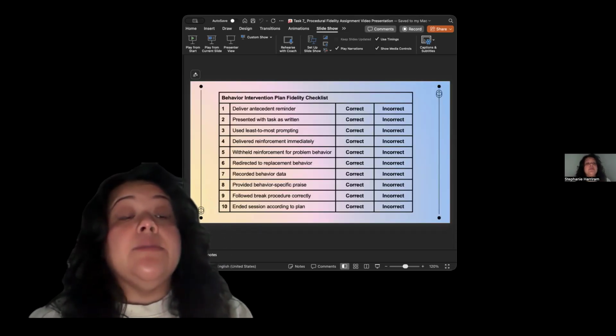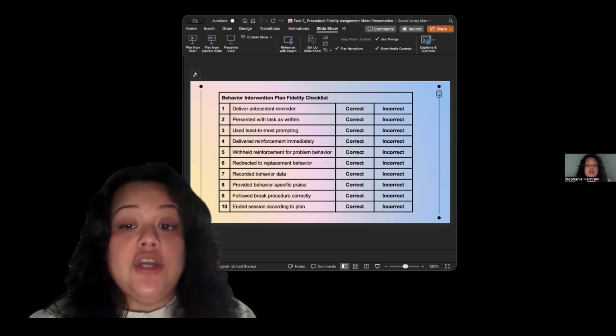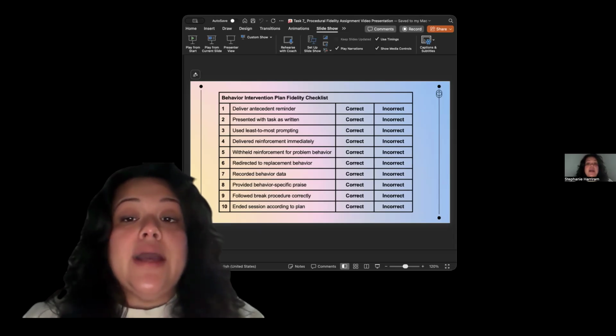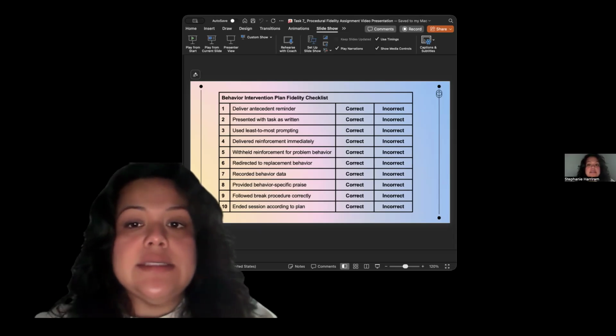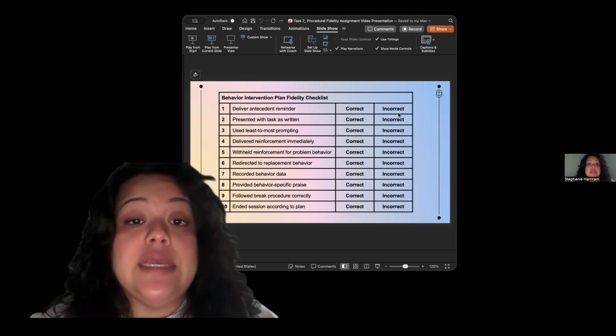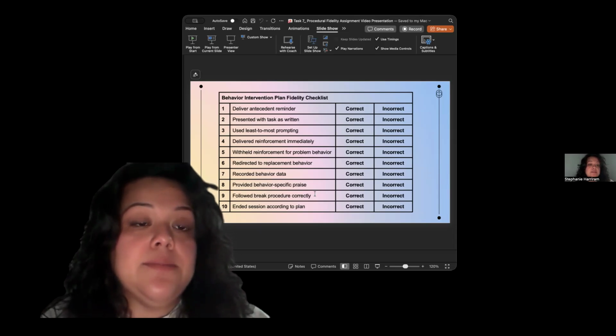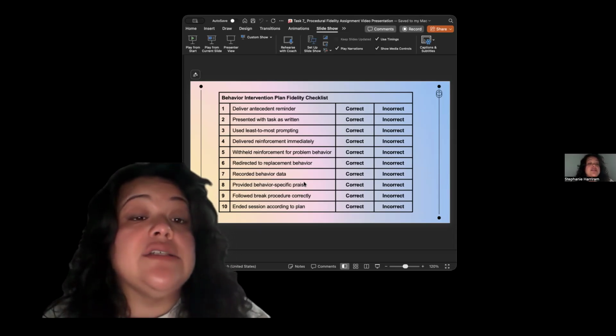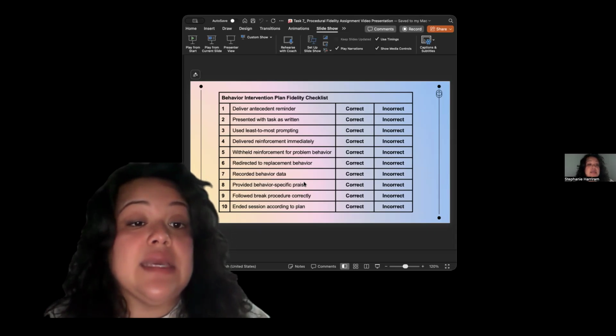So here is my behavior intervention fidelity checklist. For this example, I used a 10-step fidelity checklist. And then during each session, there was a score of correct and incorrect for each of the 10 steps. So first, we delivered an antecedent reminder. We presented a task as written.